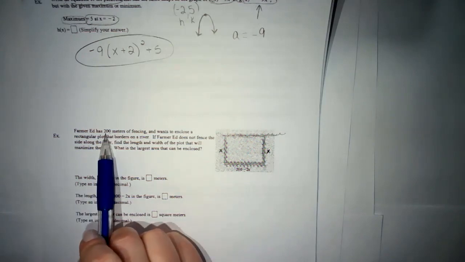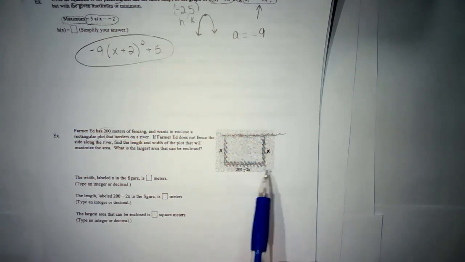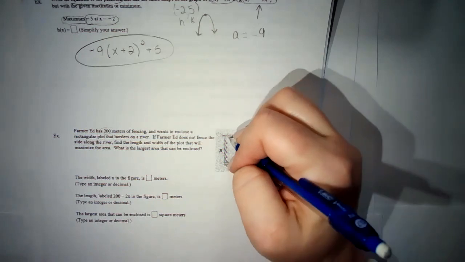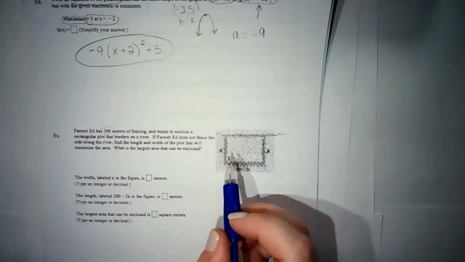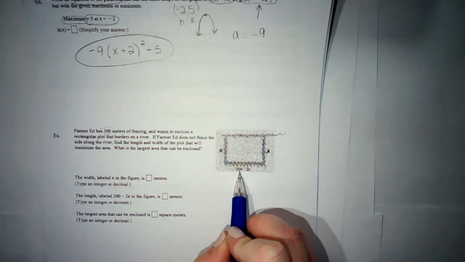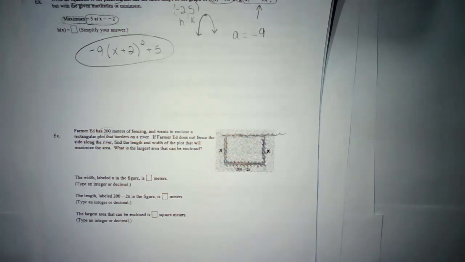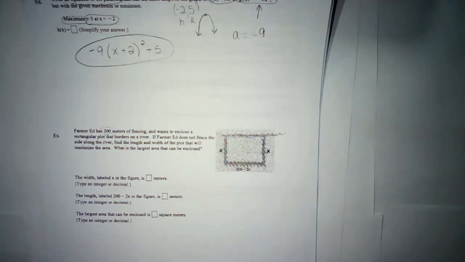So luckily they went ahead. You don't have to do anything with the 200. They went ahead and gave you some different little sides already. They told you that each of these sides is going to be x, which means we don't know how long it is, which means this side is going to be 200 minus 2x, because 200 is what he has minus the 2x's he used for the sides. Okay, so they gave you that information. You didn't have to come up with it.